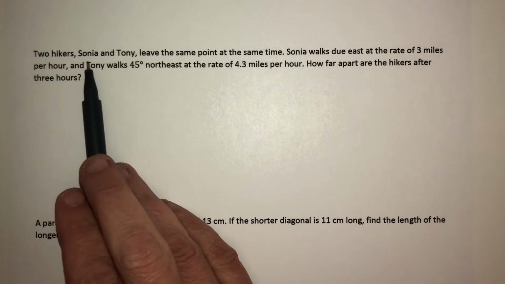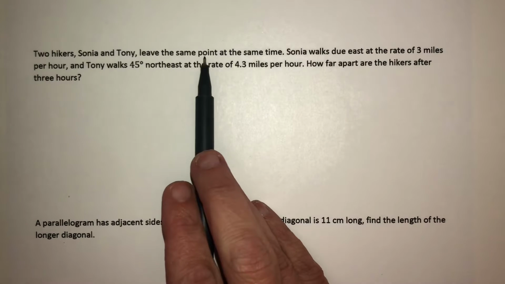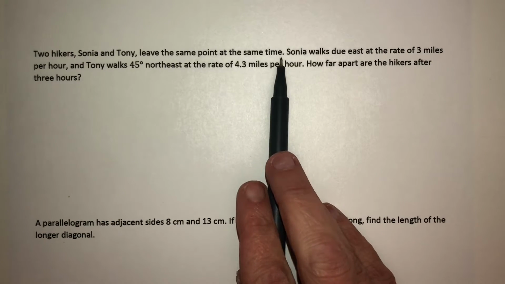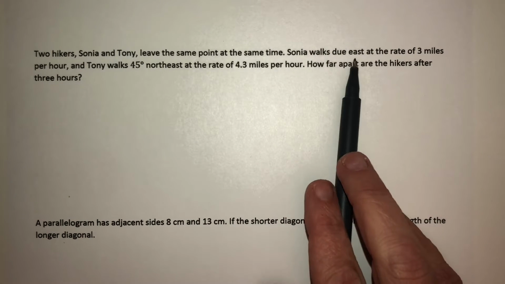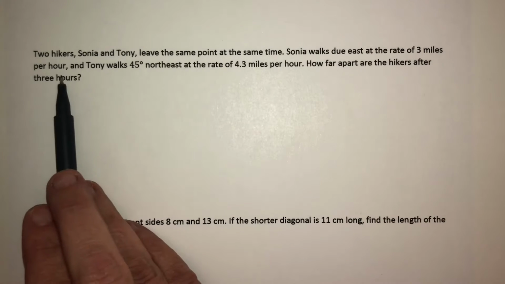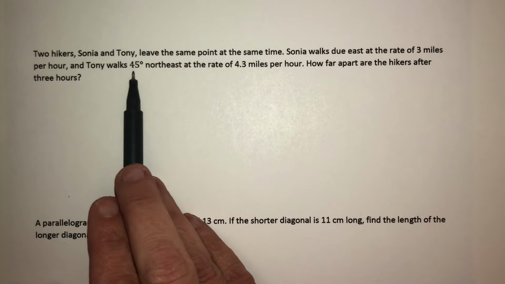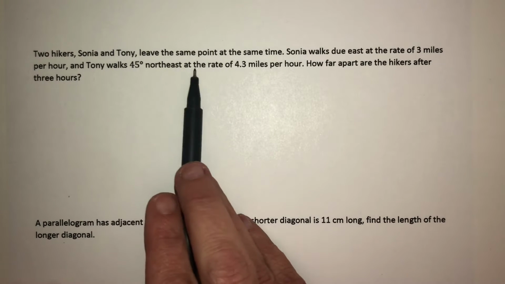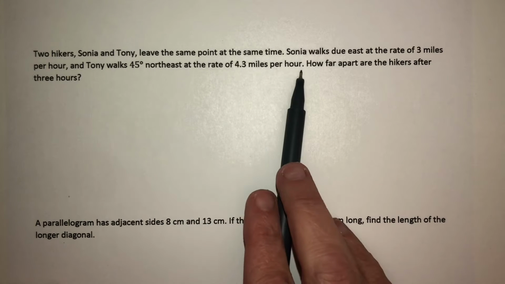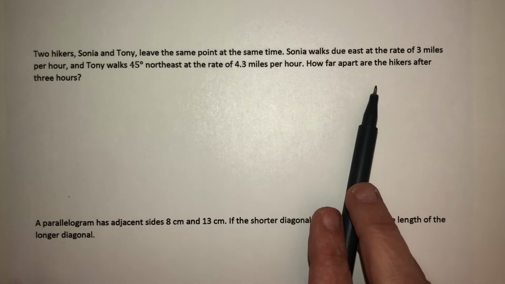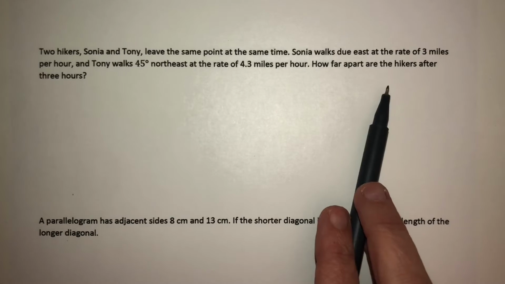Two hikers, Sonia and Tony, leave the same point at the same time. Sonia walks due east at the rate of 3 miles per hour, and Tony walks 45 degrees northeast at the rate of 4.3 miles per hour. How far apart are the hikers after 3 hours?